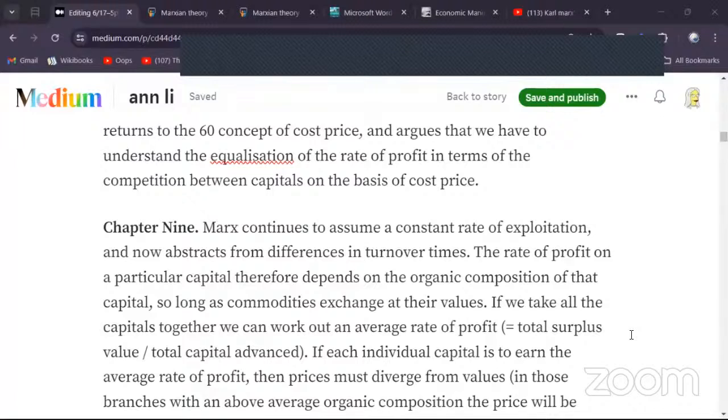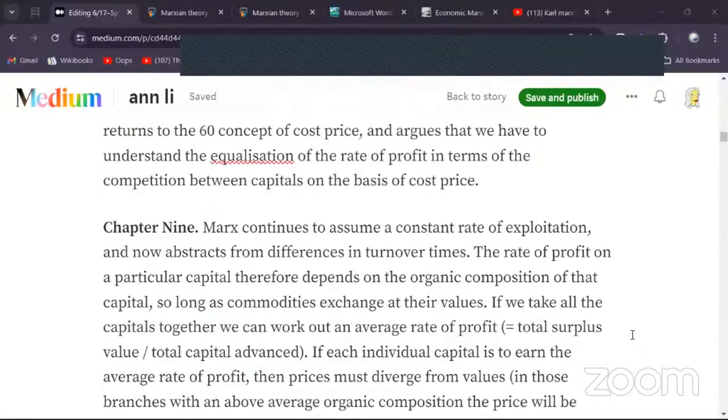So Marx is being systematic. He's looking at, okay, well, I'm going to hold this one variable constant, and now I'm going to hold this other variable more constant, whatever that means. The rate of profit on a particular capital, therefore, depends on the organic composition of that capital, so long as commodities exchange at their values.